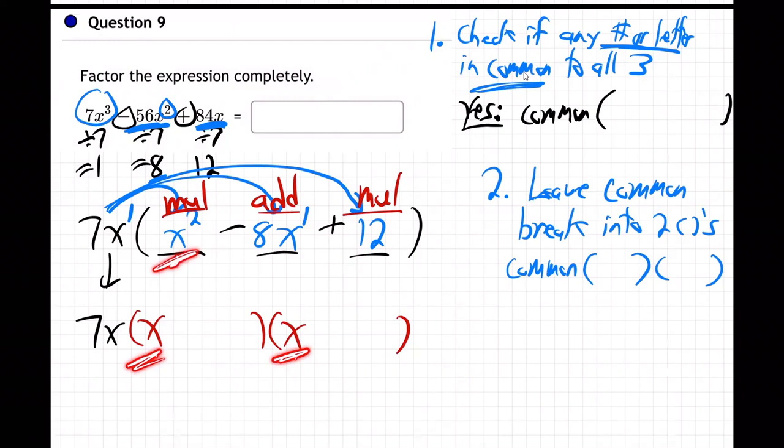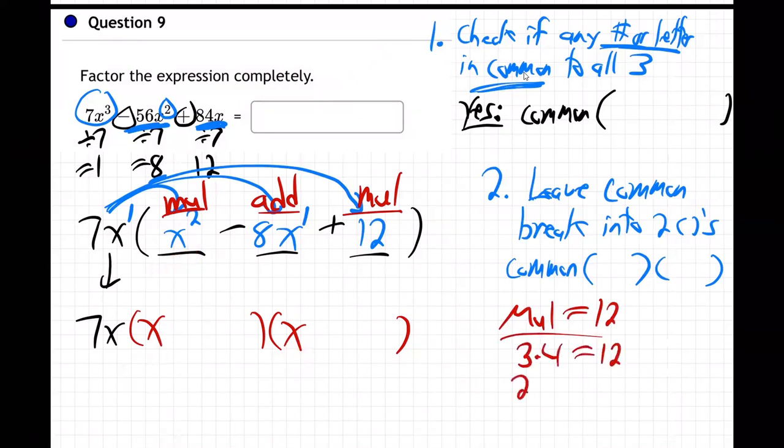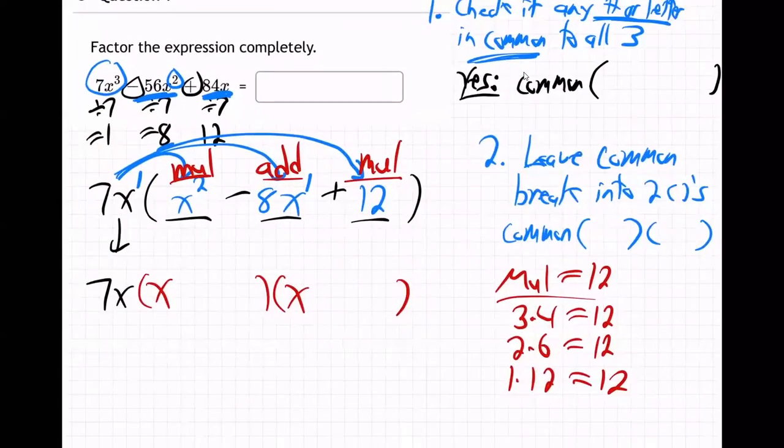You good there? And now, what numbers multiply to be plus 12? Let me write it over here. What multiplies to be 12? Well, 3 times 4 is 12. 2 times 6 is 12. 1 times 12 is 12. Well, how do we know which ones we want? Well, they also have to add to be -8.